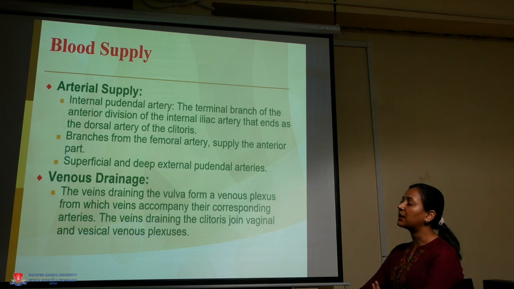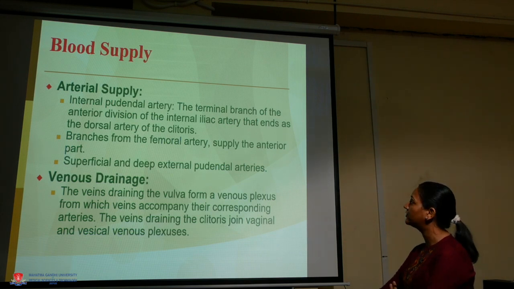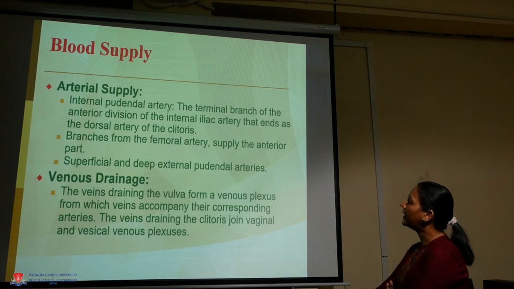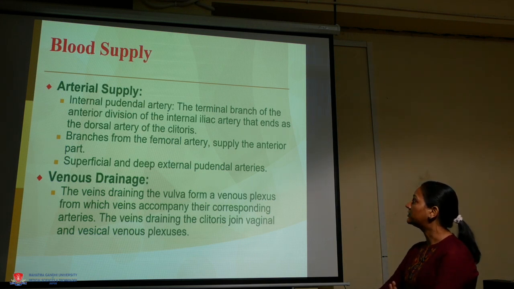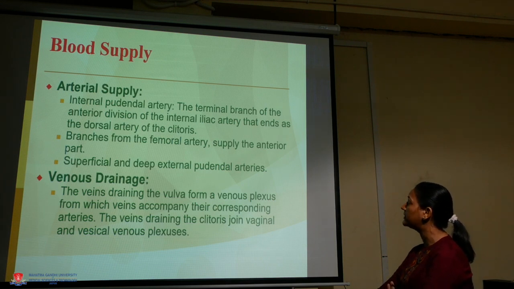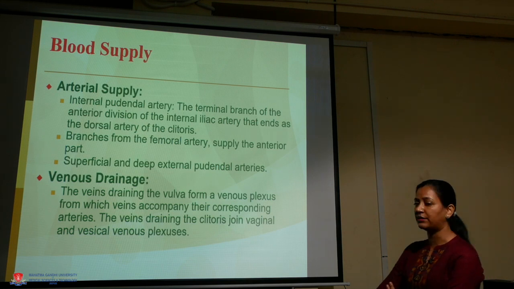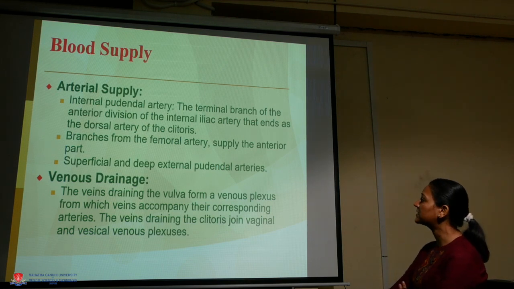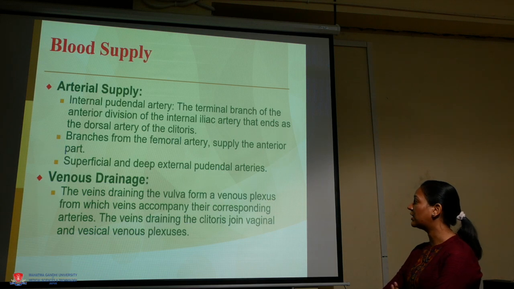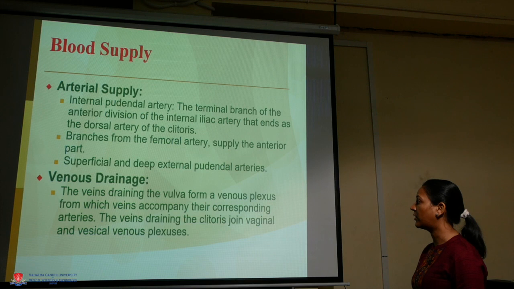Now comes the blood supply. The arterial supply comes from the internal pudendal artery. These are the terminal branches of the anterior division of the internal iliac artery that ends as the dorsal artery of the clitoris. There are branches from the femoral artery which supply the anterior part, the superficial and deep external pudendal arteries. The venous drainage: the veins draining the vulva form a venous plexus from which veins accompany their corresponding arteries.